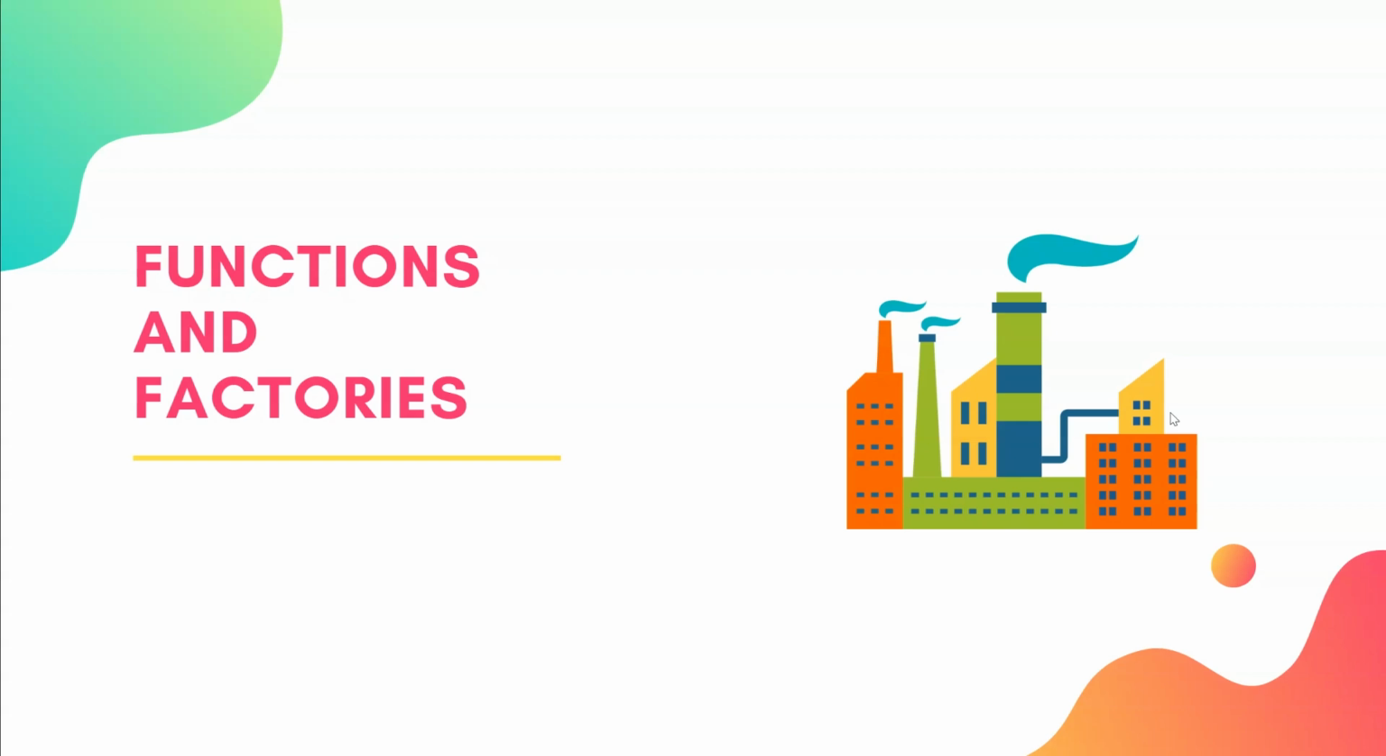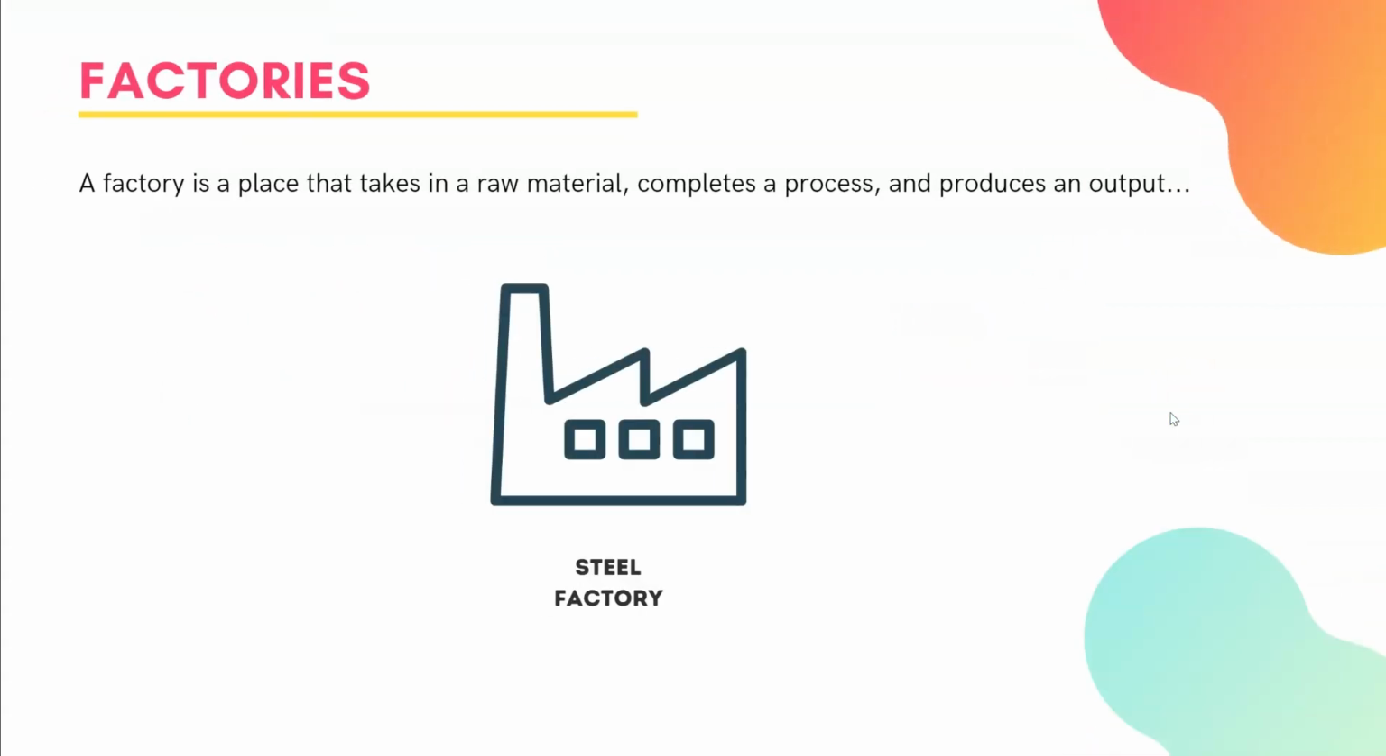And I want to share an analogy which compares functions to factories to help you understand what functions do. So a factory is a place that takes in a raw material, right? So a factory takes in a raw material, it completes a process, does something with that material, and then produces an output which is more useful for us.